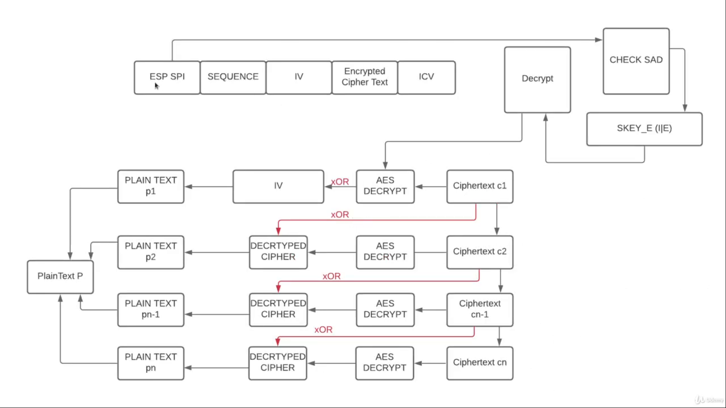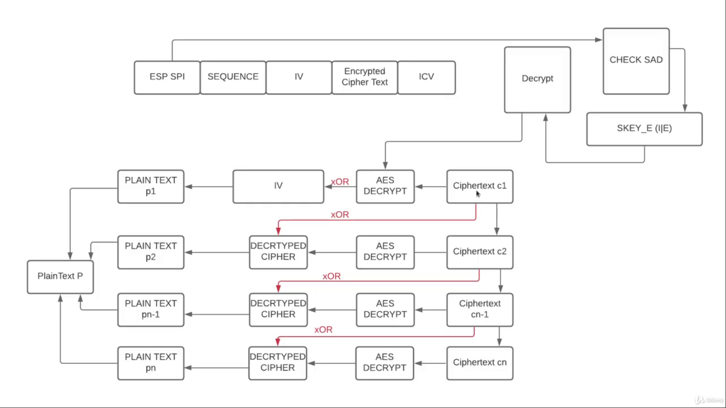The IPsec peer gets the packet. It will first parse the SPI and reference the Security Association database. In the Security Association database, it will get the AES ID for encryption of this peer Security Association. It will split the ciphertext into 128 bit chunks.